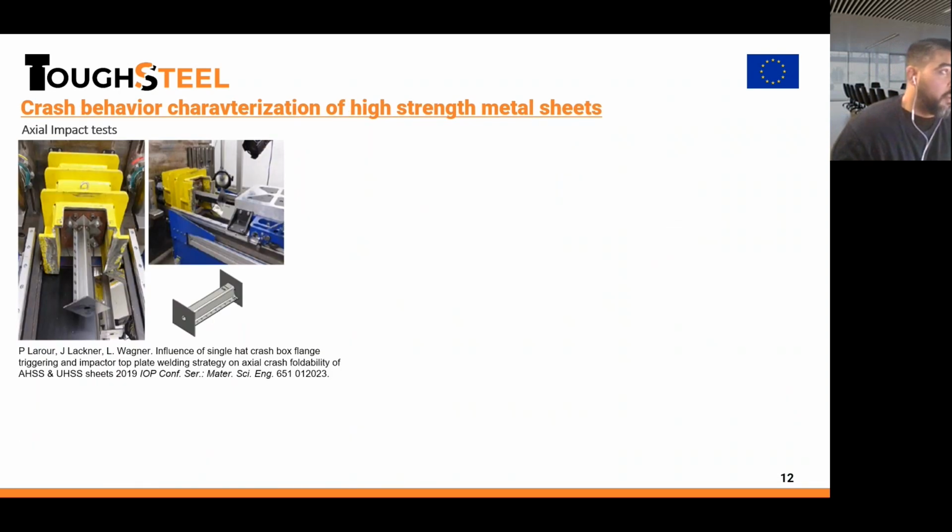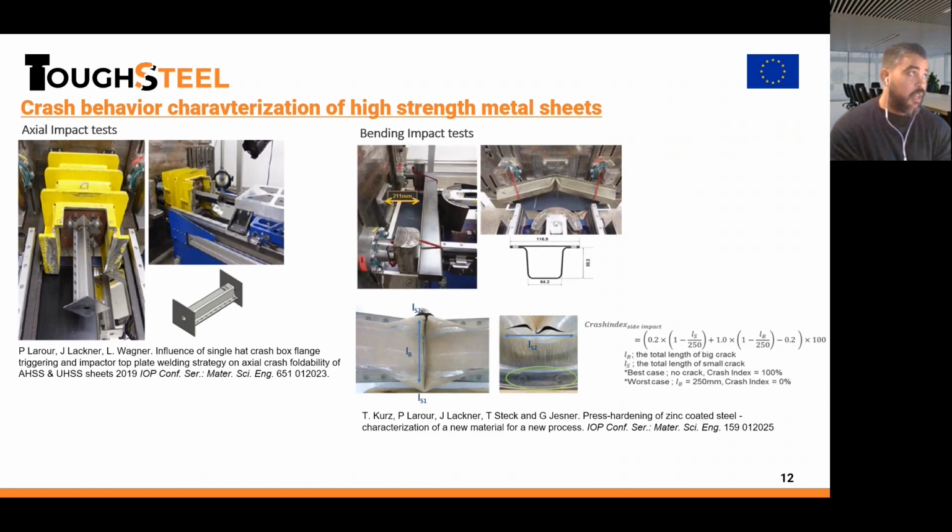Well, as you probably know, for the experimental evaluation of the crash performance of these advanced high-strength steels and press-hardened steels, there are basically two main experimental setups: the axial impact test and the bending or side impact test. These are some images of the experimental setup at voestalpine in Austria. These are images taken from the literature.